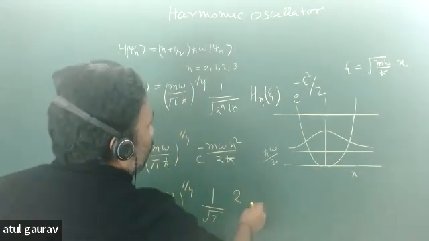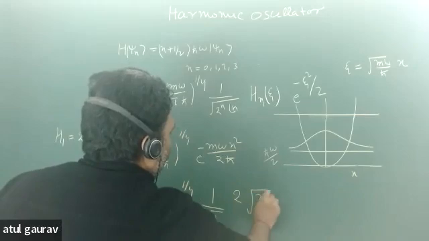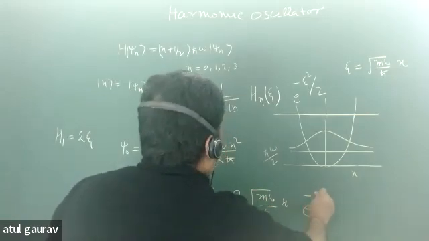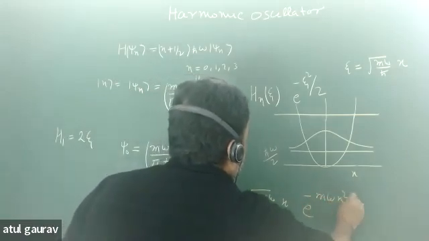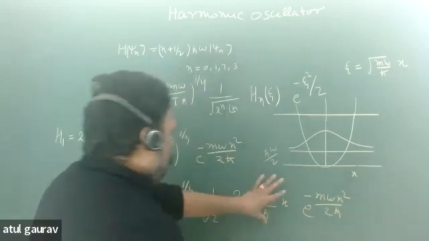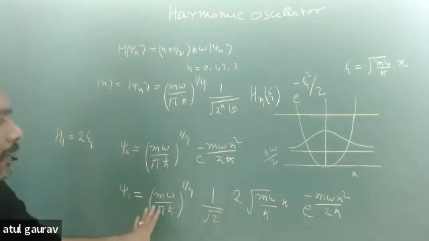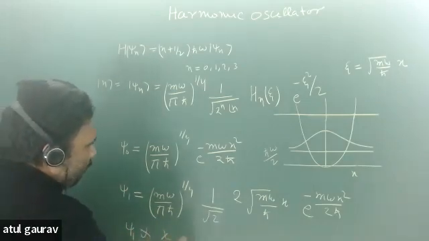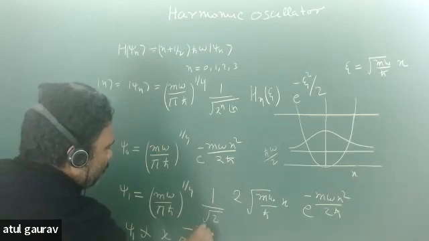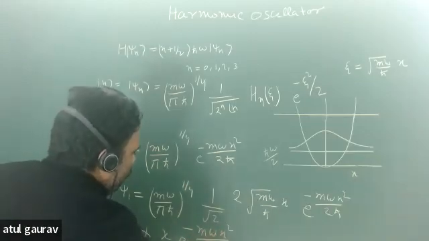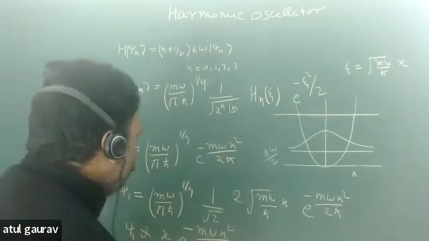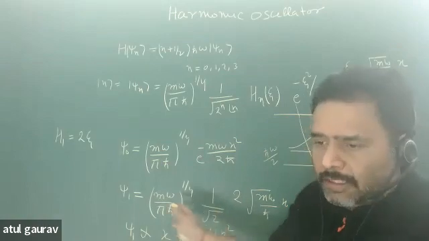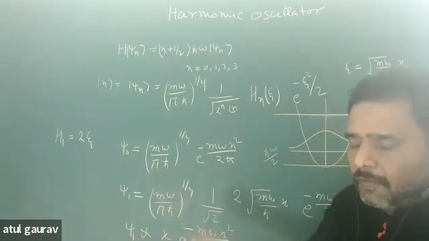And what is your xi? Xi is nothing but root of m omega upon h cut into x, e to the power minus m omega x square upon 2 h cut. All the other terms can be compensated as normalization. But the beautiful part is that psi 1 is proportional to x e to the power minus m omega x square upon 2 h cut. This is your psi 1. If you take all the constants and numerical values together, then you have this sort of information.